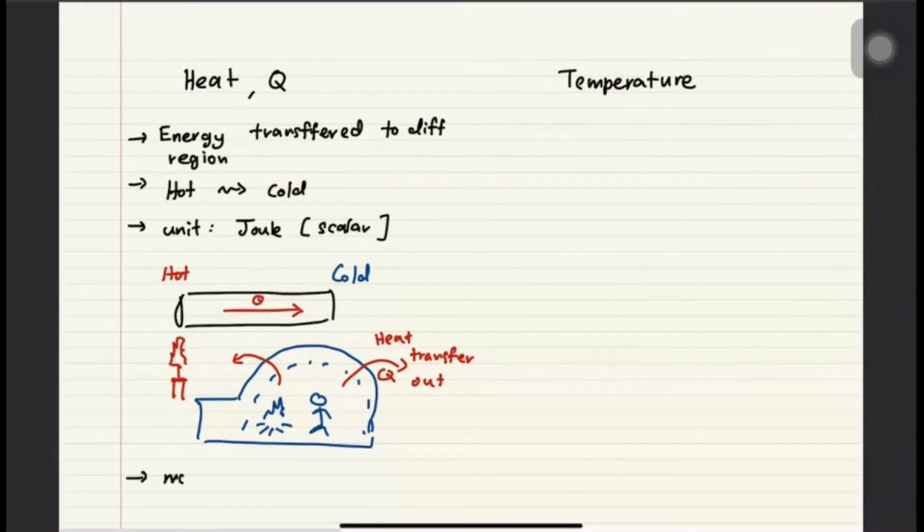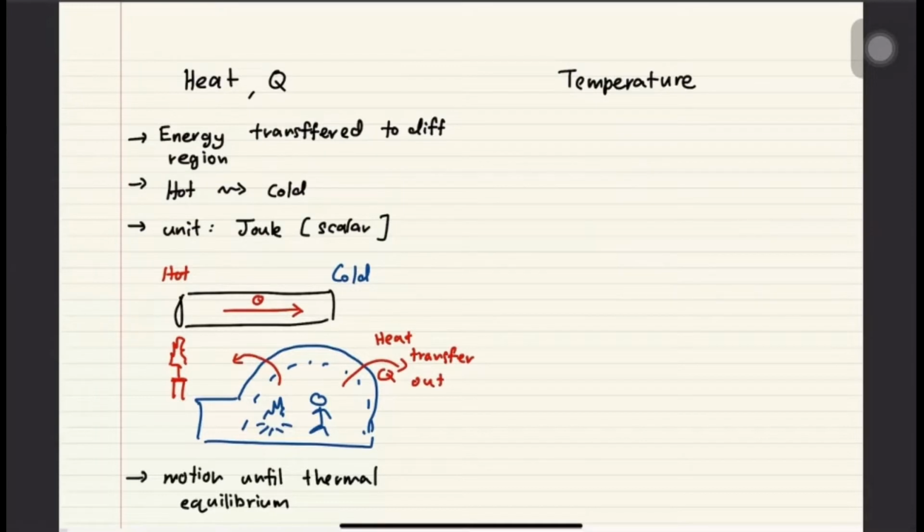Motion until thermal equilibrium. Okay. So once thermal equilibrium is achieved, heat is no longer being transferred.